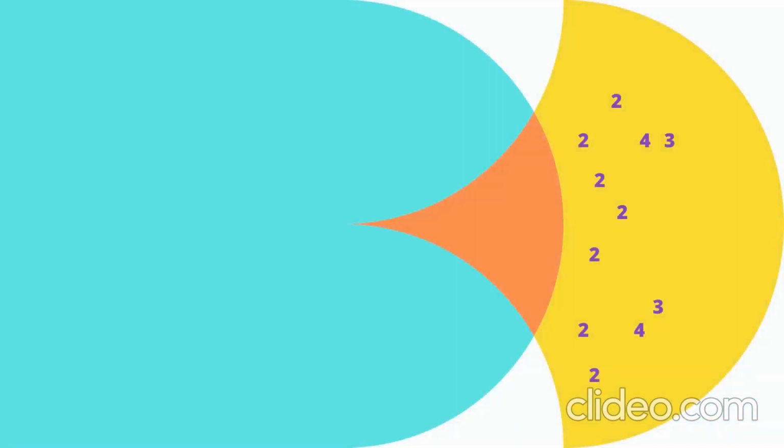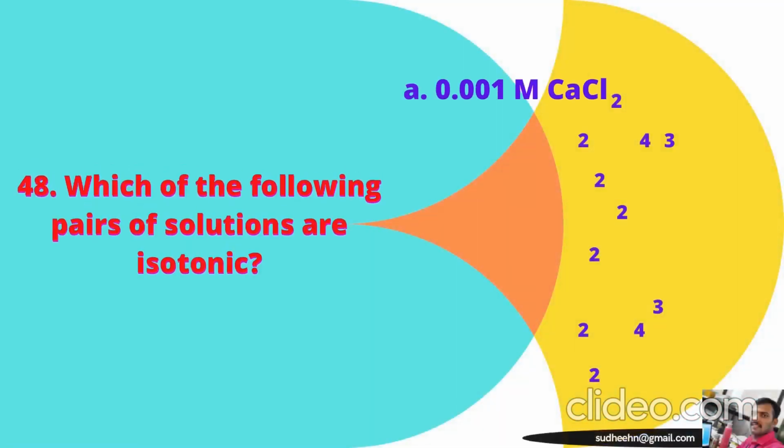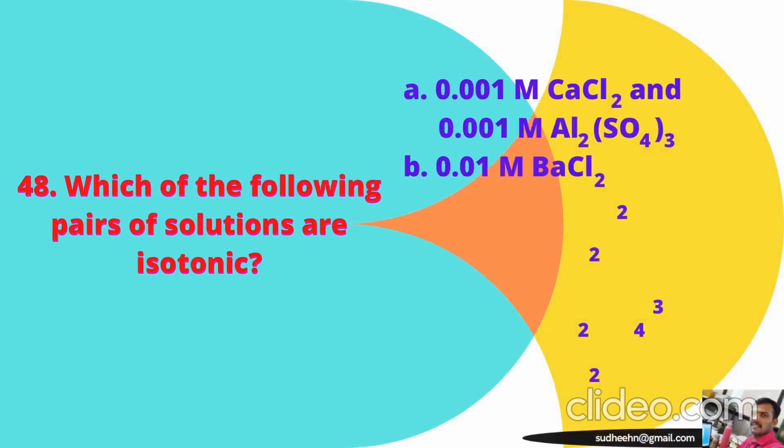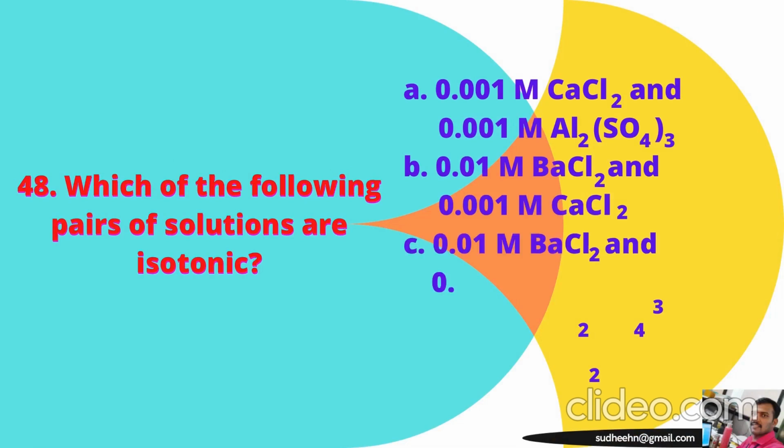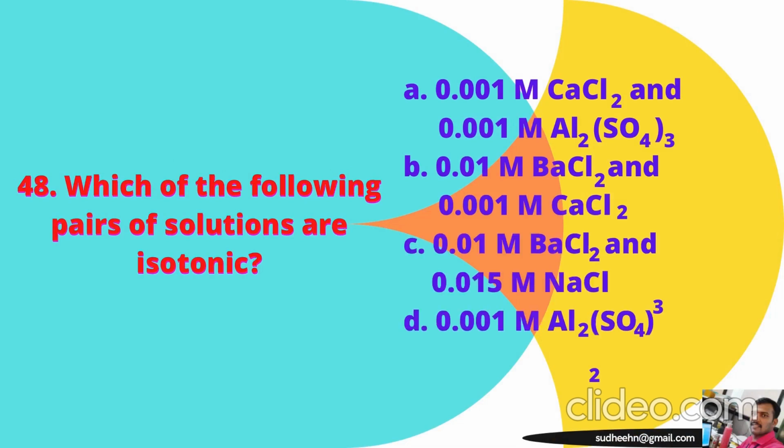Next question, question number 48. Which of the following pairs of solutions are isotonic? Option A: 0.001 moles of calcium chloride and 0.001 mole of Al2(SO4)3, that is aluminum sulfate. Next option B: 0.01 moles barium chloride and 0.001 moles of calcium chloride.